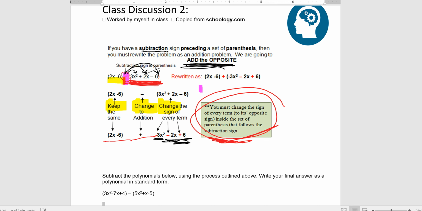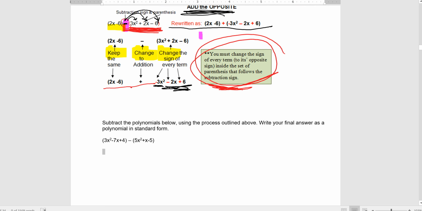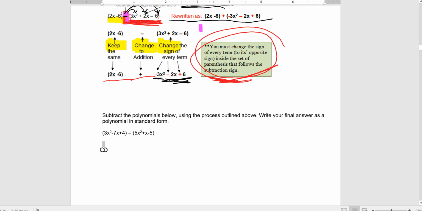So it's up to you whether you want to think of it as KCC and rewrite it this way, or whether you just want to think of it as distributing a negative. But either way, you have to recognize when a problem starts out with subtraction between the parentheses. Okay, so let's take a look at the problem below. We're going to use the process outlined above, and again, you can do it either way.